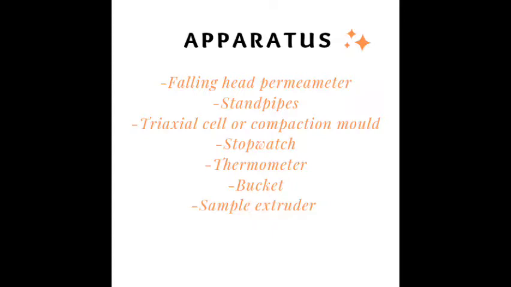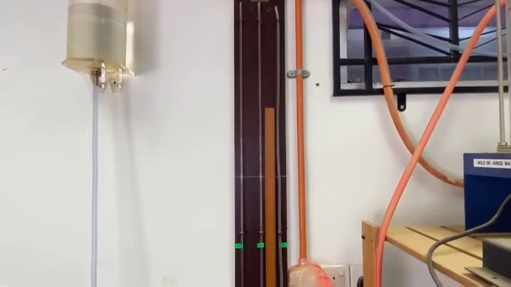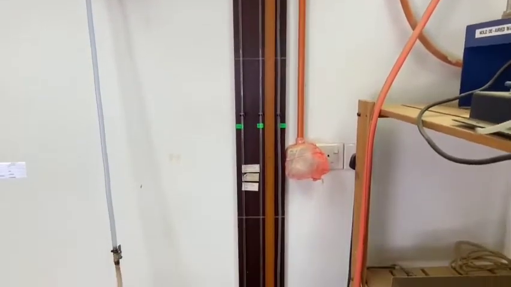This is the apparatus that we use in this experiment. First is the falling head permeameter, standpipes, Trescher cell or compaction mold, stopwatch, thermometer, bucket, and sample extruder.